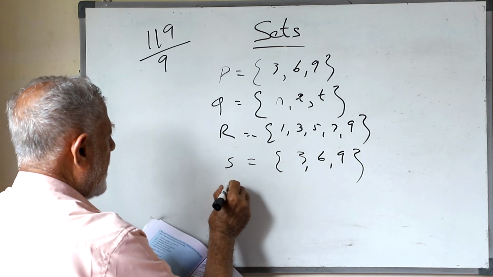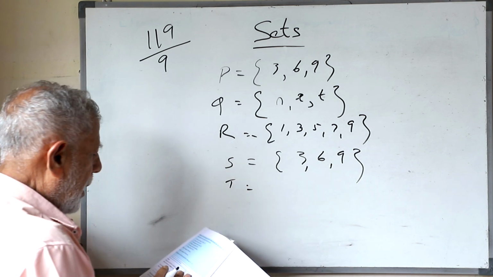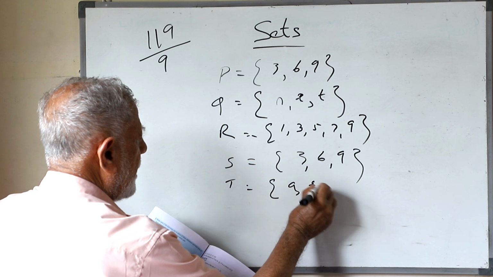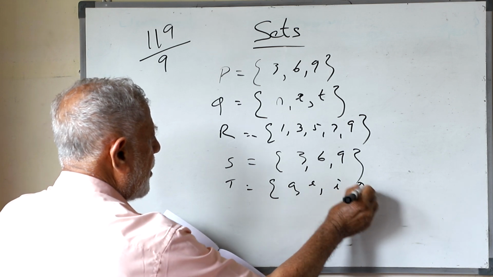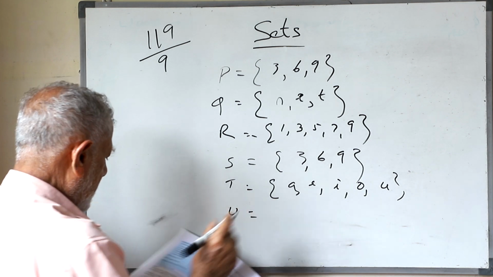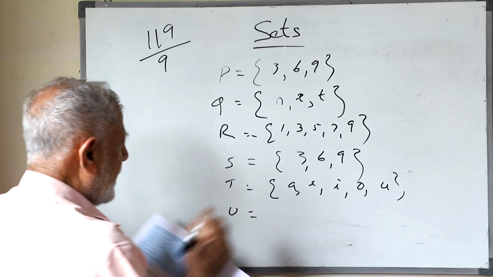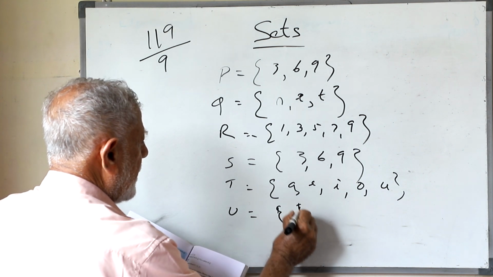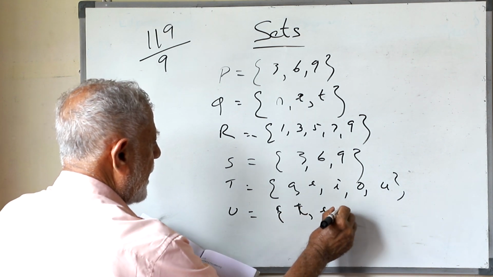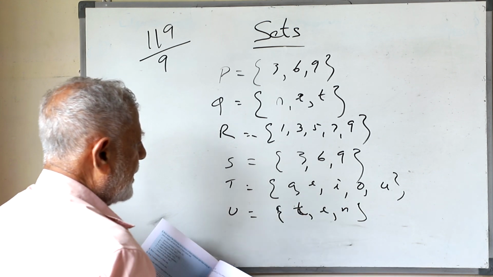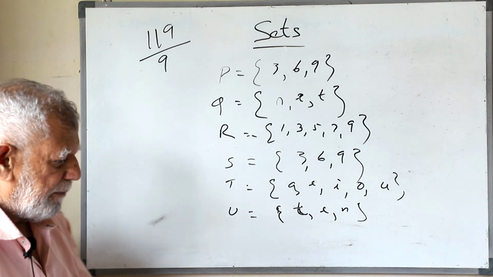T is vowels of the English alphabet. So that will be A, E, I, O, U. Then U is equal to letters of the word ten. That will be T, E, N. So these are the elements of the sets.